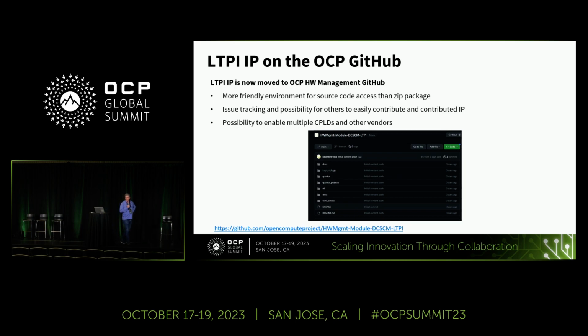Okay, yes, the LTPI IP is now on the OCP GitHub. The original drop was a zip file. Of course, being available on GitHub is going to make issue tracking a lot easier, and obviously the reason we want to do that is we want others to contribute, and GitHub is the way to do that. Yes, and we will support multiple CPLD vendors and different FPGA families, as I mentioned.